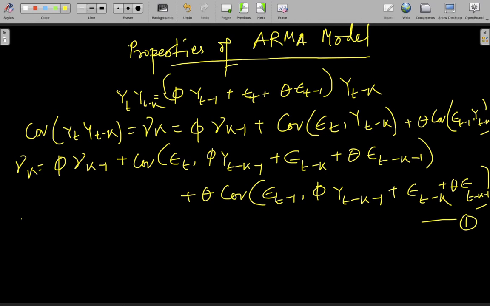Now I have this equation, and I'm going to put the value k equal to 0. For k equal to 0, of course, gamma 0 is equal to phi gamma 1, and here I'll simply replace k with 0. I will have phi yt minus 1 with the first term et, and that will have nothing. The second term, we're going to get a sigma square, and for the third term, et minus 1 and et, there is nothing. So we are going to have a sigma e square, I can write the term here, right?